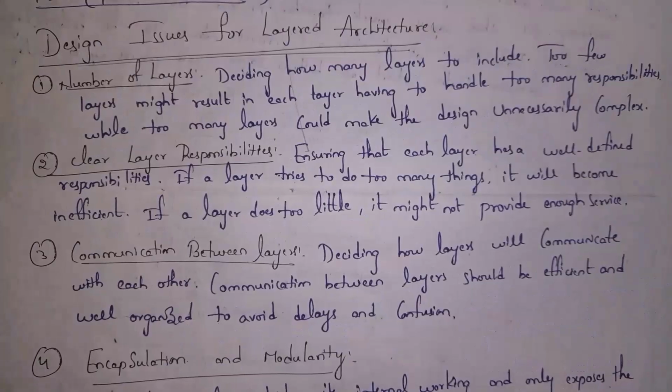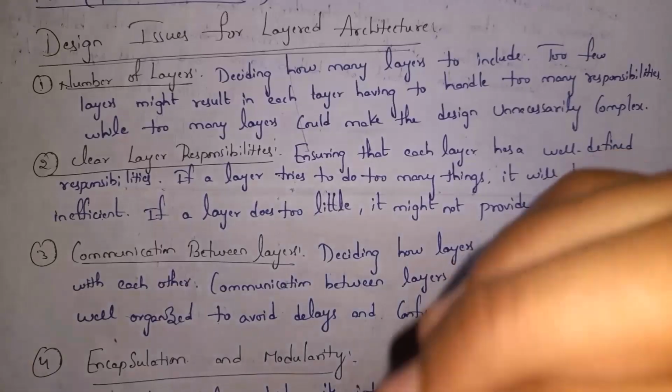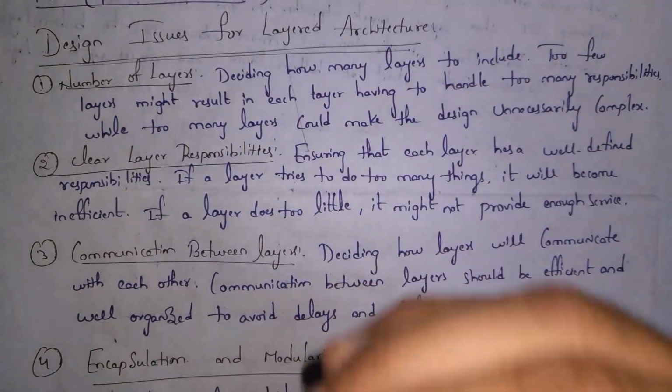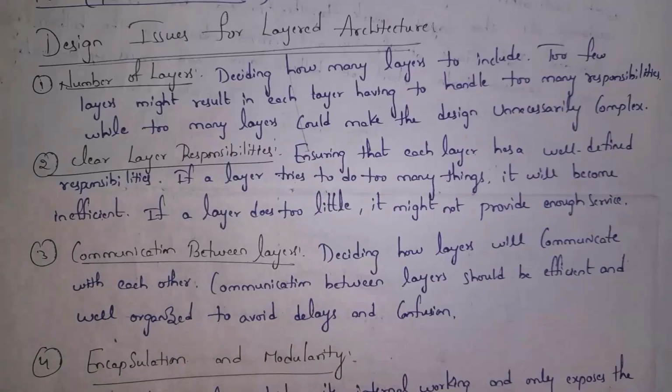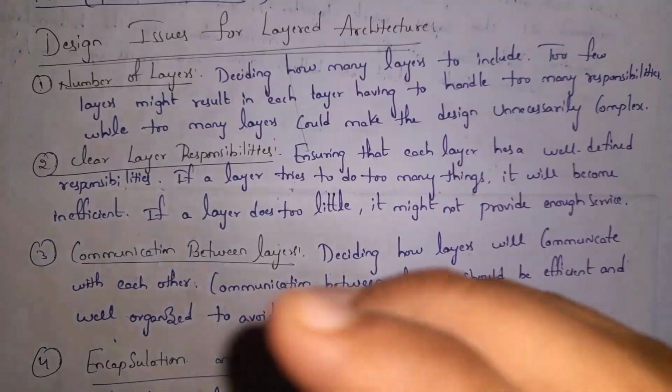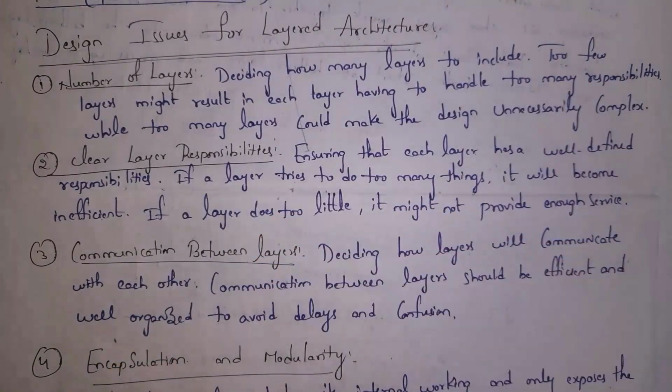Next I will explain design issues of layered architecture. Guys, if you want to design a layered architecture, then there are some problems. The first one is the number of layers. Deciding how many layers we need to create is very tough. As I already said before, each layer will perform certain tasks. If we create only a few layers, we need to assign more work to each layer. And if there are so many layers, then it is very hard to design. So in layered architecture, we should not create more layers and we should not create fewer layers. We need to create only a specific number of layers and then give equal work to all layers.